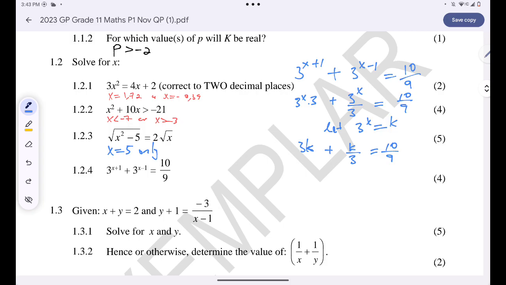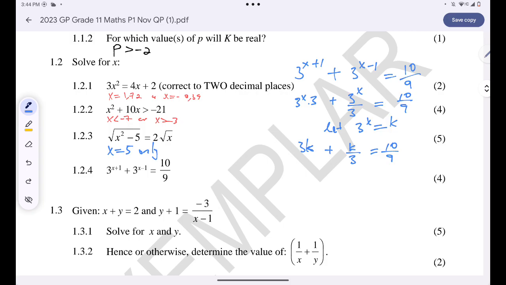Are you together? Whenever I'm solving for any unknown variable, I need to make sure that I don't have fractions. Are you together? How can I remove fractions? I must multiply each and every term by the LCD. Are you together? In this case, my lowest common denominator is 9.